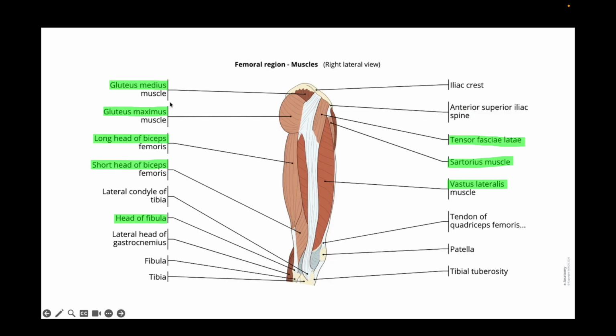Again, a lateral view, you can see gluteus maximus here, medius there, tensor fascia lata, iliotibial band, and then the other muscles which we've spoken about.